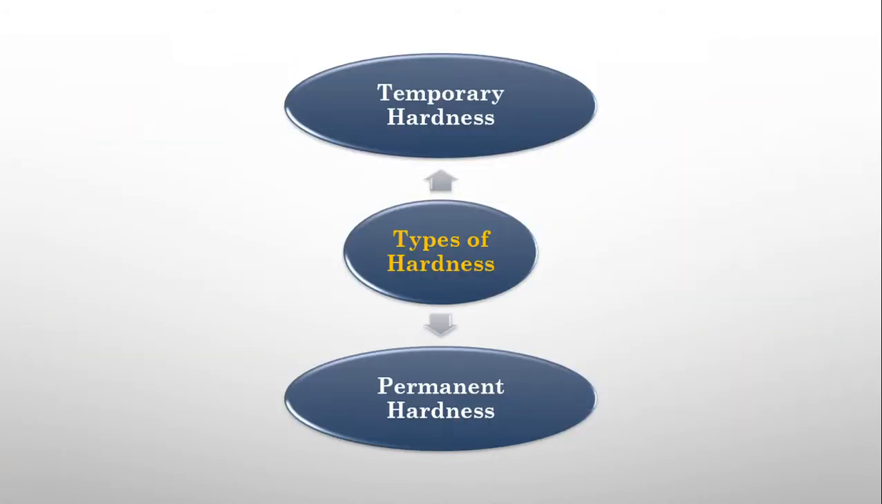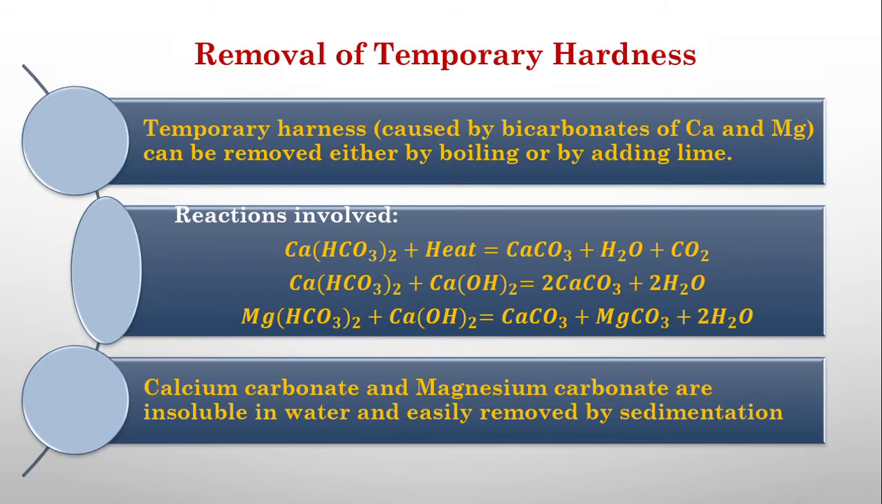And there are two types of hardness. You already know this. There is temporary hardness as well as permanent hardness. Temporary hardness is mainly caused by the bicarbonates of calcium and magnesium. And this type of hardness can be removed by boiling or by adding lime. Either of the processes can be done.